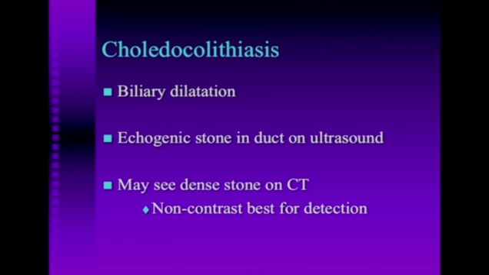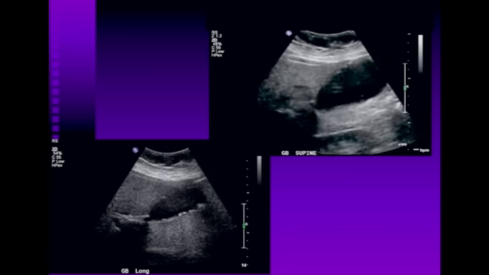Choledocholithiasis can result in biliary dilatation. Often the stone may be echogenic on ultrasound, but commonly these are not seen by CT because they're usually not calcified, and you may only be able to see the point of dilatation. If they're calcified, the unenhanced images can help you to better see them.